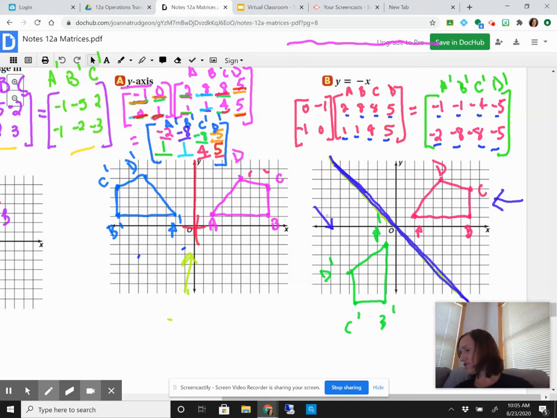That's rotations, reflections, just a lot of extra practice really, what we're doing here with multiplying matrices with ones and zeros and negative ones. And that's it. That's all you have to do.